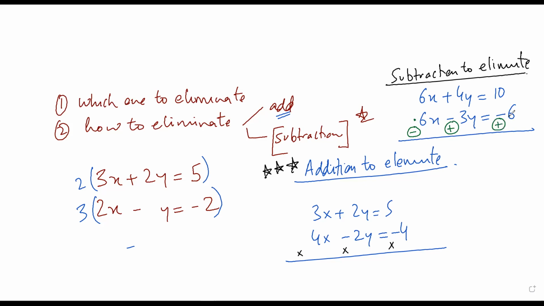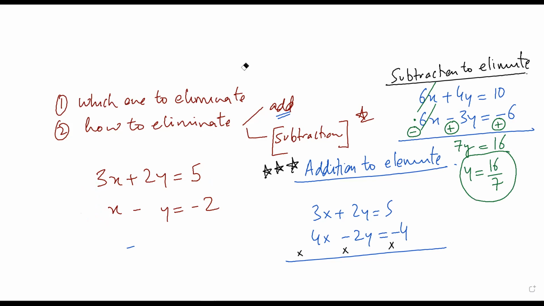Mr. Ariman, any doubt still? No doubt. This will get cancelled. 4y plus 3y is 7y. 10 plus 6 would be 16. Y would be 16 upon 7. Once I have the value 16 upon 7, I can put this in either of these two equations, the first equation or the second equation, and I can have the value of x.